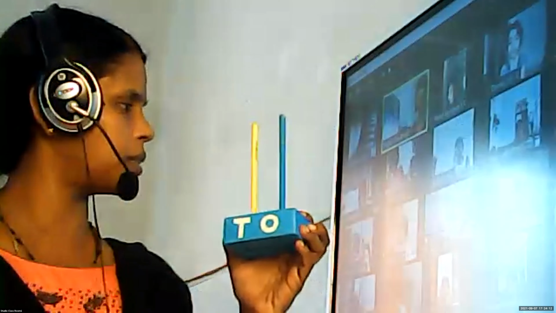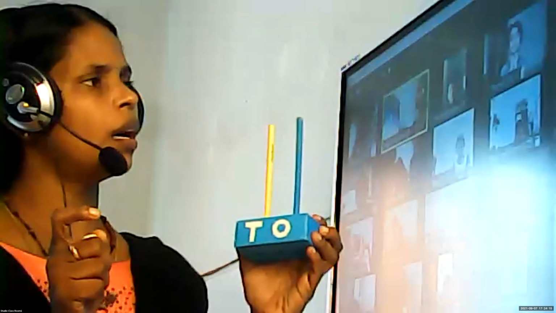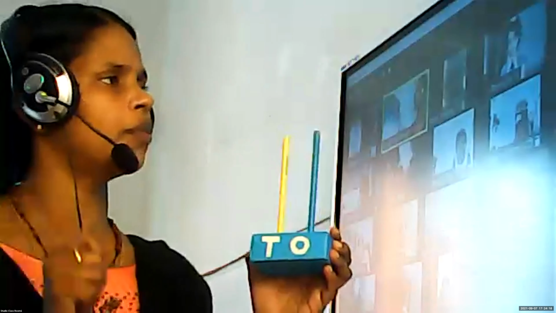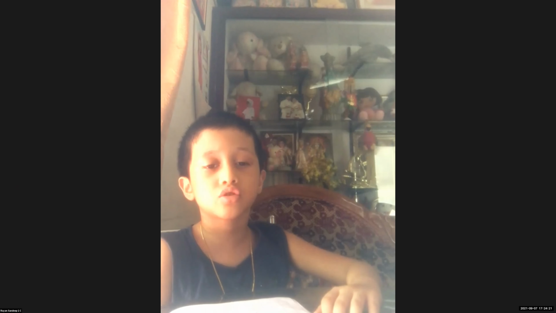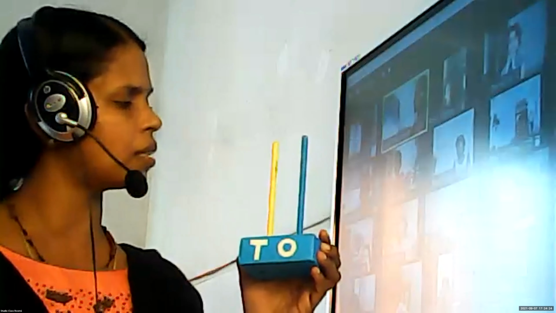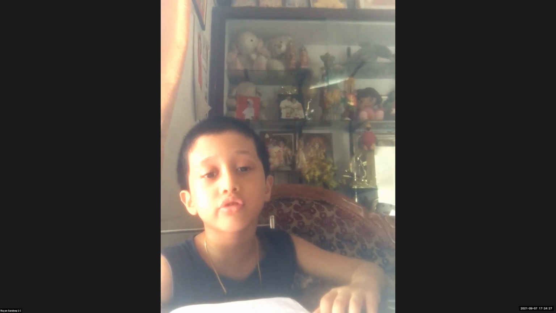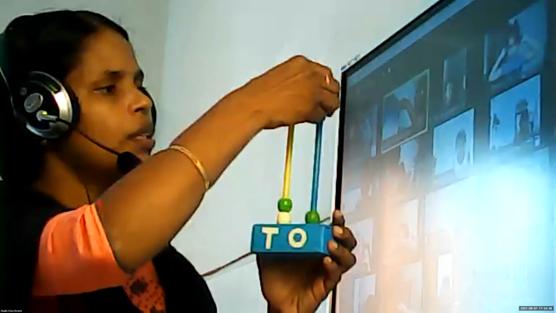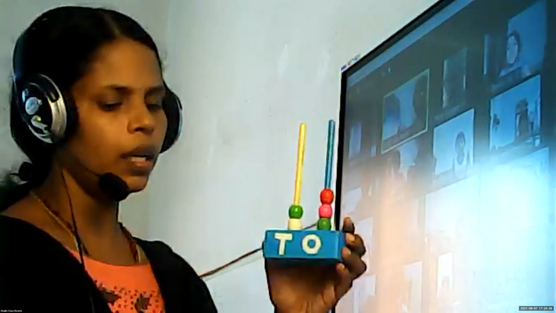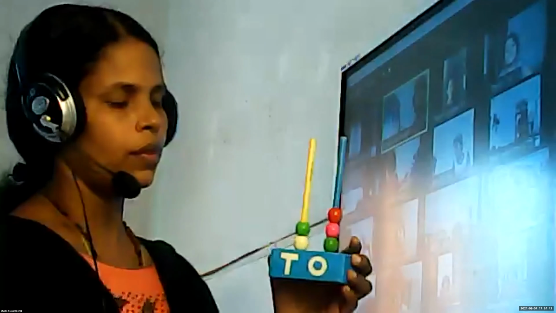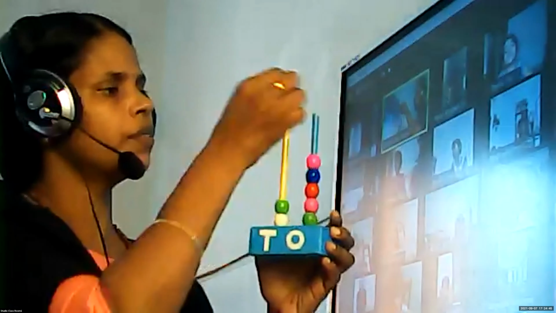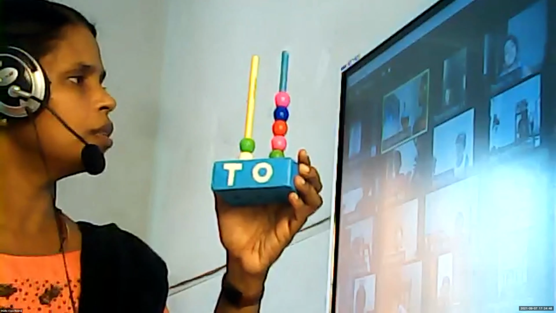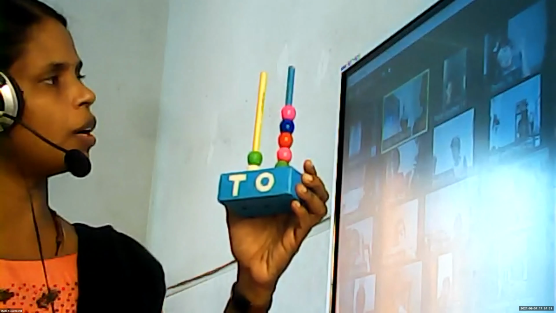You have to tell me how many beads I should put on the tens place and ones place. 25 means 2 tens and 5 ones. So, how many beads should I put on the tens place? 2, very good. So I'm putting 2 beads on the tens place. Now what about the ones place? How many beads? 5, very good. 1, 2, 3, 4, 5. Now the number is 2 tens and 5 ones, 25.